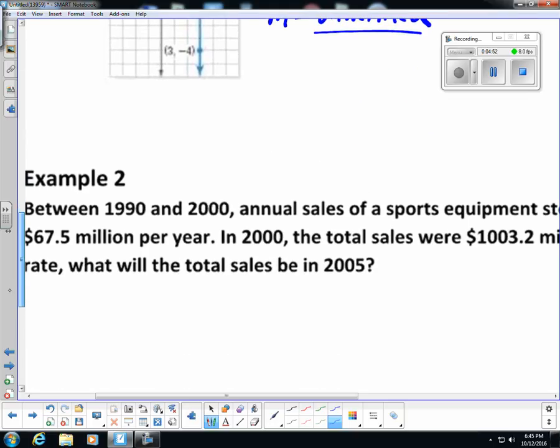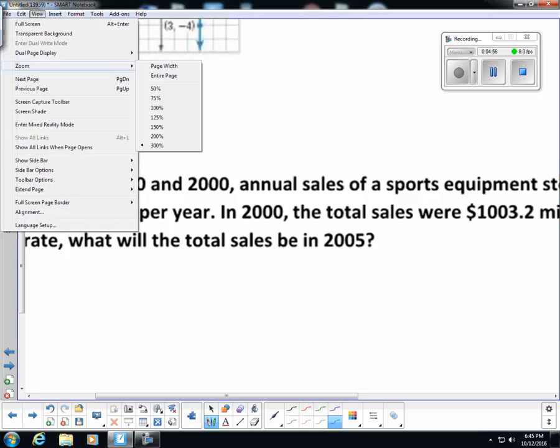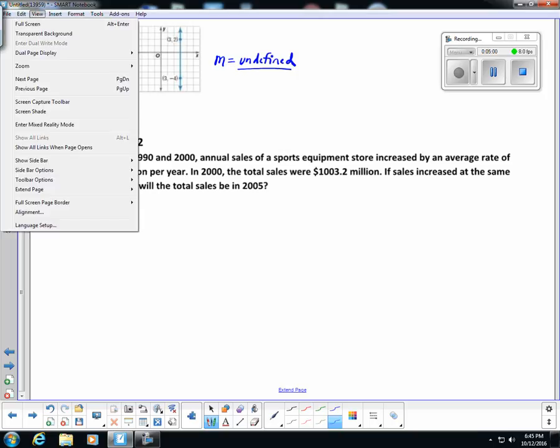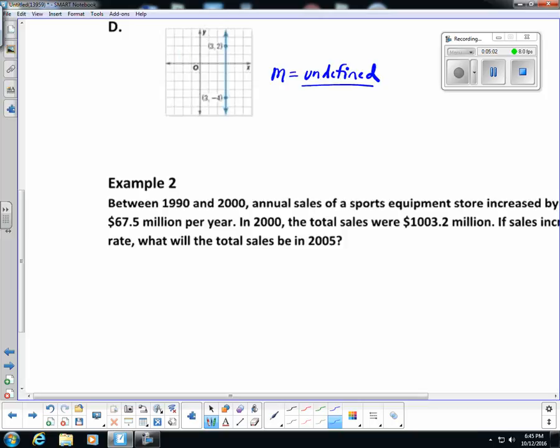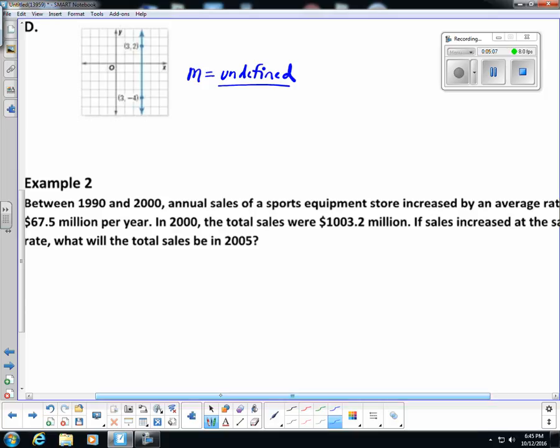Example 2. Okay, have an application problem here. So rather than really, in all honesty, calling this slope, we would be referring to this as a rate of change problem, okay, in all likelihood. Okay. All right, so an example 2.